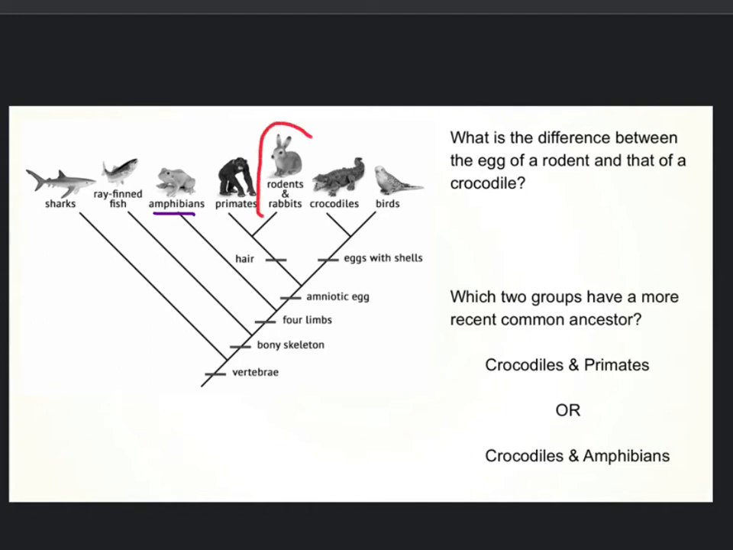So here are our rodents. Here are our crocs. If we trace back the line, what shared derived characteristic do crocodiles have that rodents don't? Who haven't I picked on yet? Brody. Yeah, crocodiles have a shelled egg. Now it's a soft shell like a turtle. Most reptile eggs have a soft shell. But yeah, croc eggs have a shell.